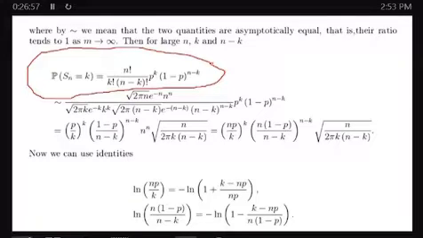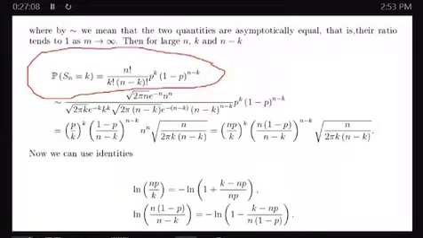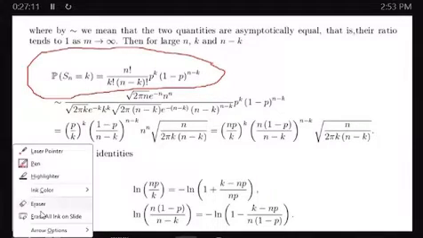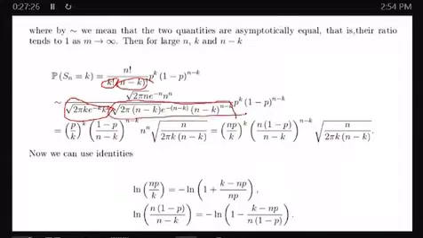Now, what do I want to do? I want to use the idea of the Stirling formula, n factorial equal to that. And for k factorial, you're going to see something now. Using Stirling, k factorial is this guy. n minus k factorial is this guy. Any question? We just substitute for the factorials using the Stirling formula.